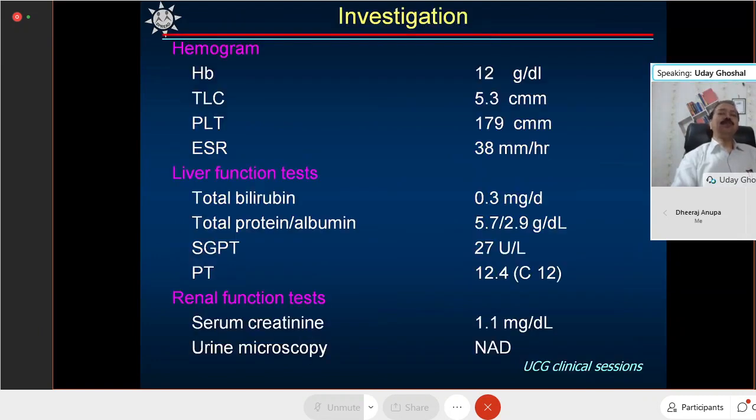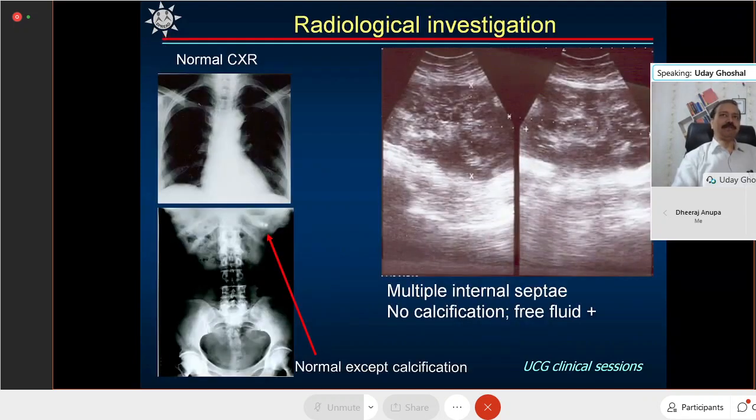Her hemoglobin was 12 grams per deciliter. TLC normal, platelet normal, ESR: female normal is 30, she has 38, not much. Total bilirubin was 0.3, total protein albumin normal, SGPT, SGOT normal, creatinine normal, urine microscopy negative. This is radiology. Now it shows multiple internal septa, no calcification, free fluid was present.